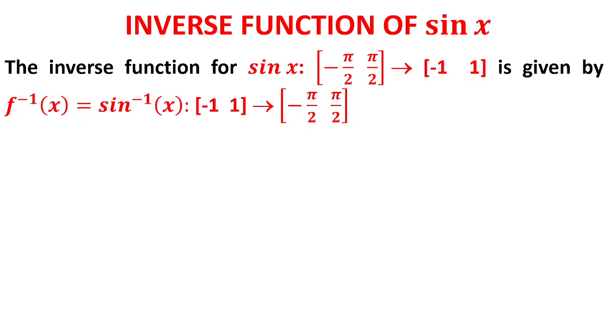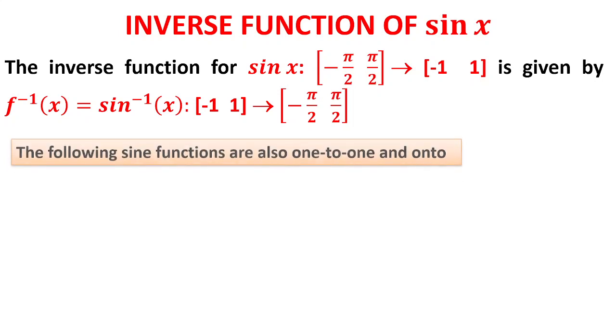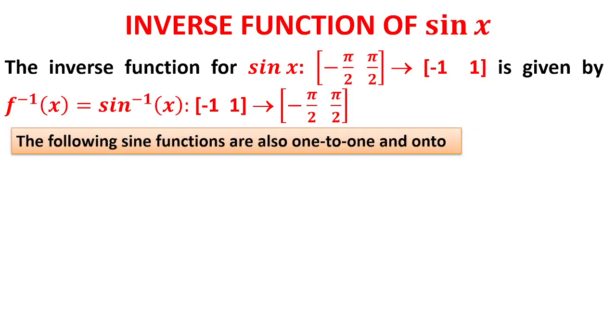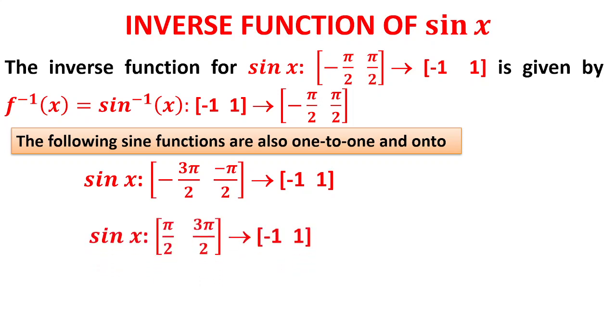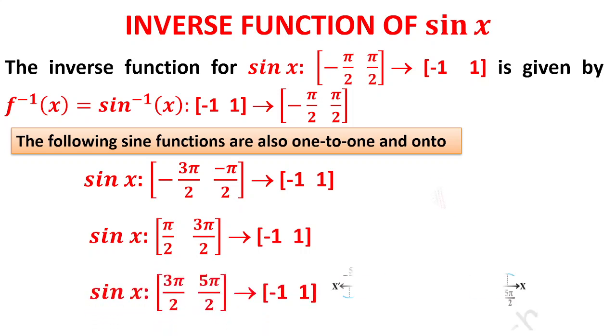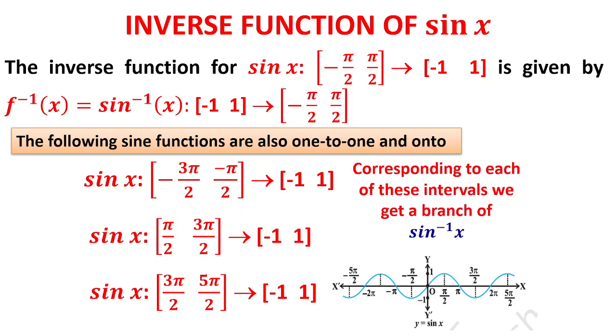Very simple. But we have to remember that there are many sine functions with different domains, and the codomain will always be such that the function is one-one and onto. Some of them are minus 3 pi by 2 to minus pi by 2 to -1 to 1, similarly pi by 2 to 3 pi by 2 to -1 to 1, and like this you can have a lot of branches. Corresponding to each of these intervals, we get a branch of sin inverse x.